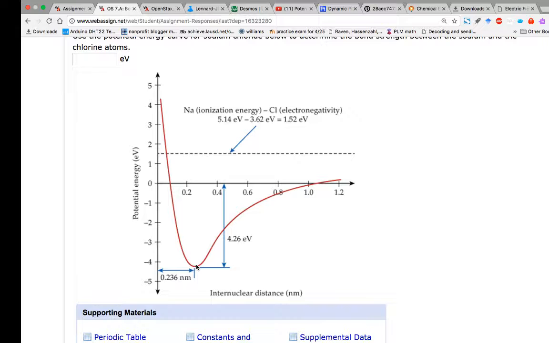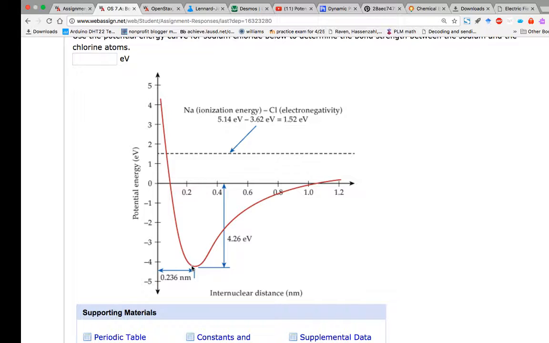I hope that makes sense. Now, what about when the atoms get even closer to each other? This 0.236 nanometers is the bond distance. This is how long the bond is, the bond length, the same as from the previous problem.